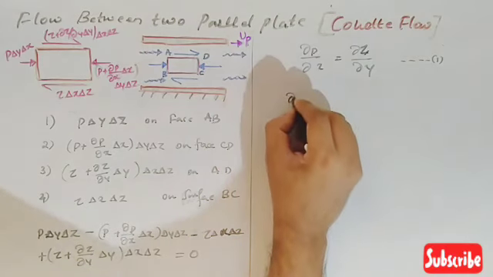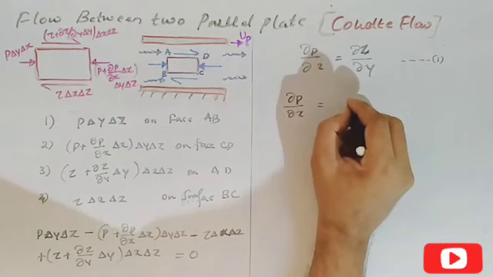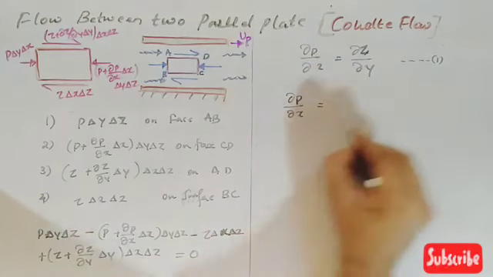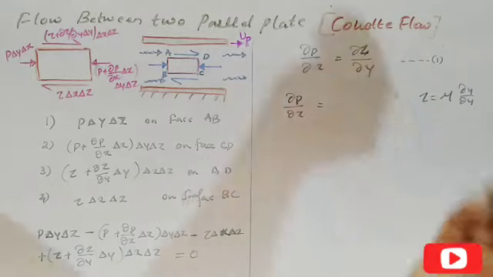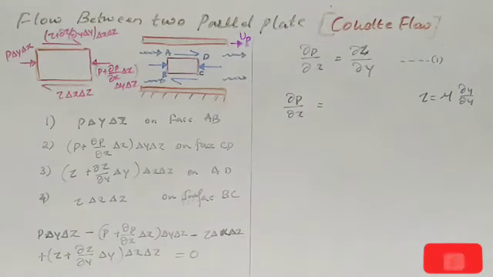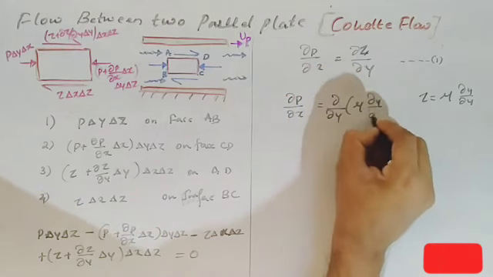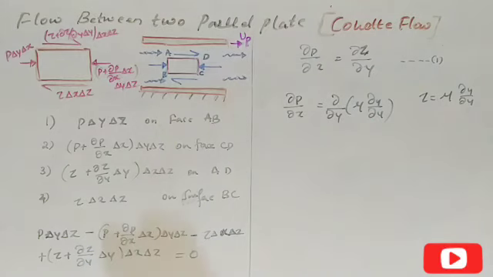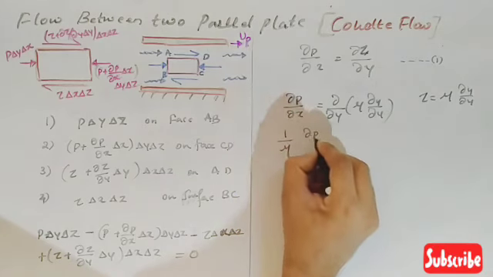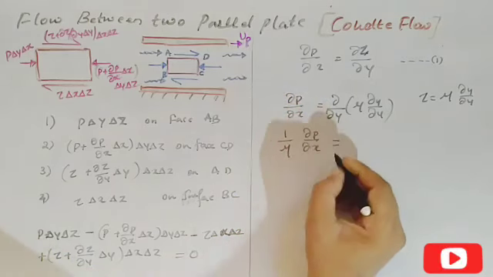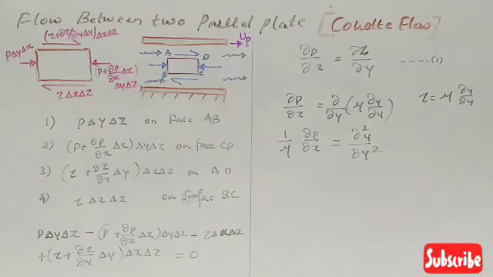So ∂p/∂x will be equal to, so what is our shear stress equation? From Newton's law we know that tau is nothing but mu into ∂u/∂y, in the y direction. So now ∂τ/∂y will be equal to mu ∂²u/∂y². The equation becomes, I'll take mu outside: 1/mu ∂p/∂x will be equal to ∂²u/∂y².